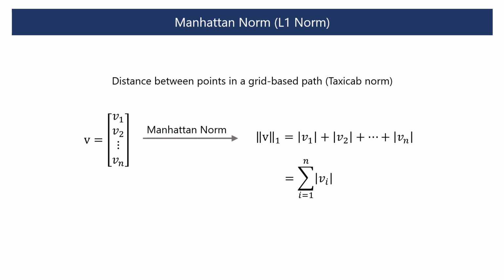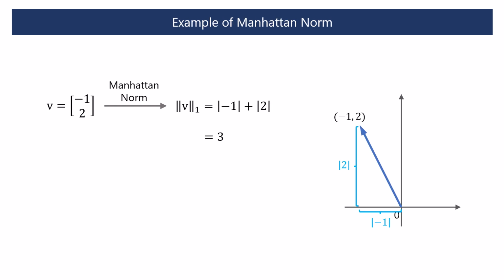The Manhattan norm, also known as the L1 norm or taxicab norm, represents the sum of the absolute values of the vector's components. It measures the distance between points in a grid-based path. For this vector, the Manhattan norm, the one norm of V, is calculated in this way. Consider the two-dimensional vector. The Manhattan norm of V is computed in this way. As we can see, it measures the distance between points in a grid-based path.